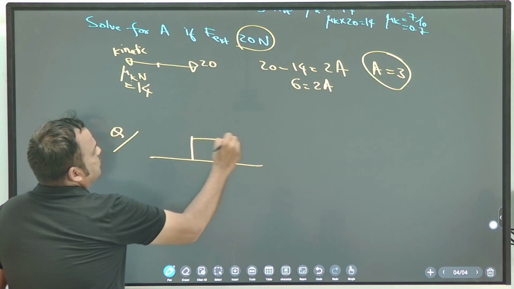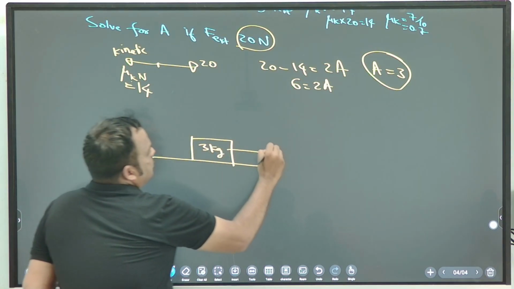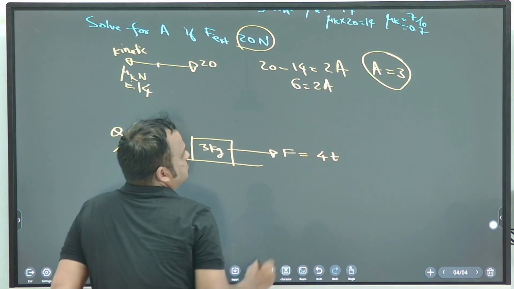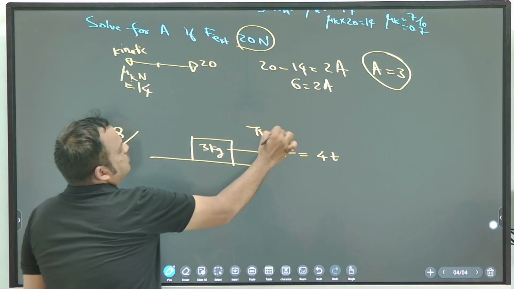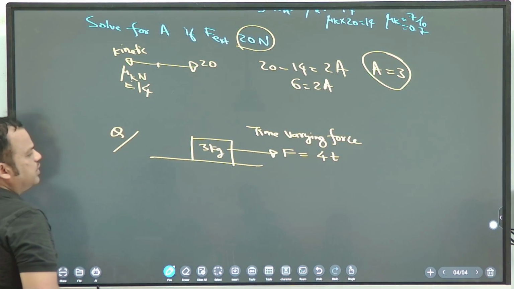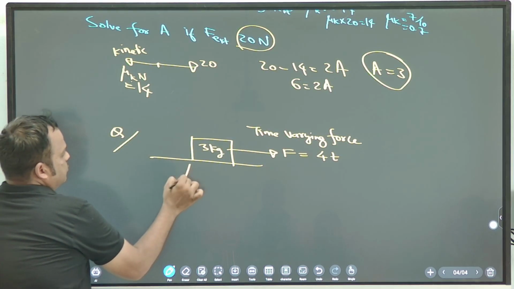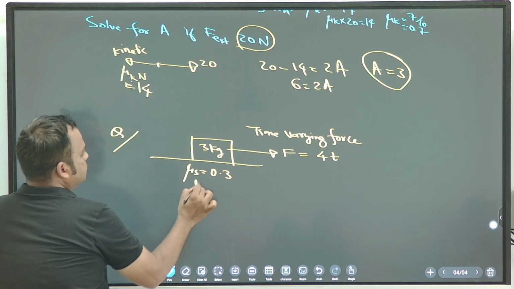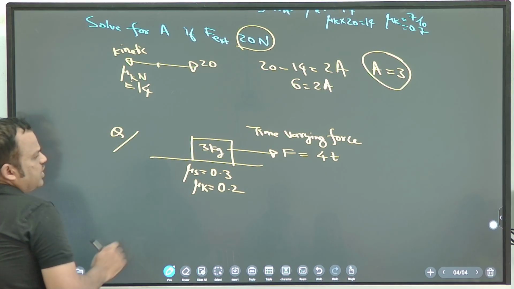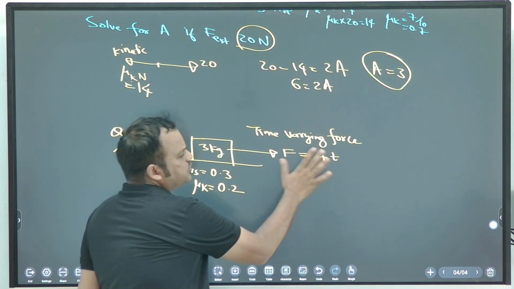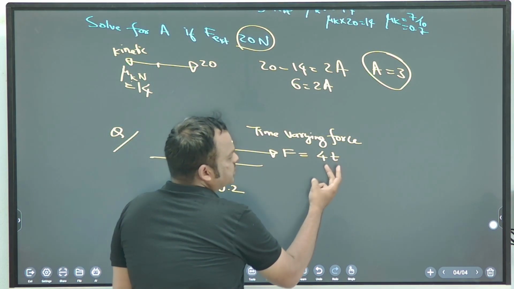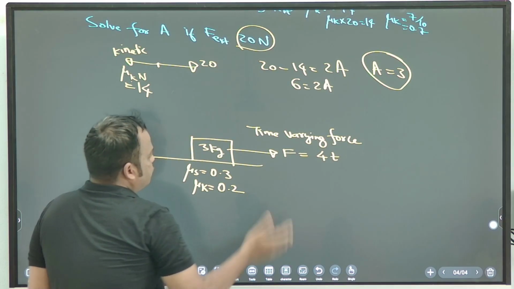Suppose this is 3 kg. Now the force acting is 4t. Time varying force it is. So mu s is given as 0.3. Mu k is given 0.2. Now the force is acting; at time 0 what is the force? 0. After 1 second what is the force? 4 Newton. After 2 seconds what is the force? 8. So force is increasing.